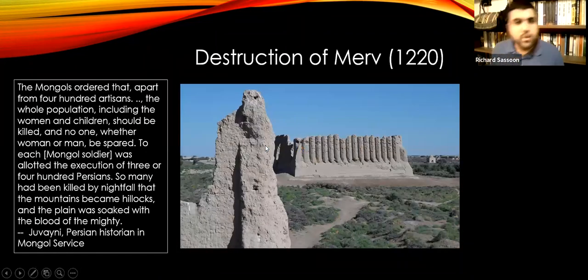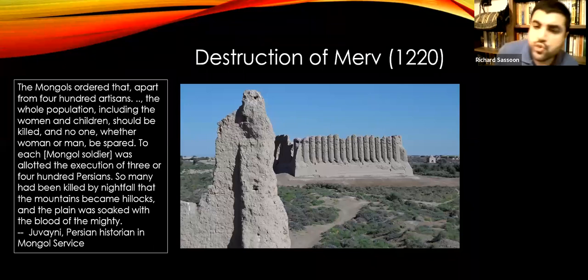So I want to talk about Merv. We have the story of Merv from Juvayni. Now, Merv was one of the largest cities in the world at this time. That includes the cities of China. A number of these cities, Samarkand, Merv, Nishapur, Baghdad, when the Mongols take them, are in the top 10 cities in terms of population in the world, and they have extensive trade networks because of the Silk Road.